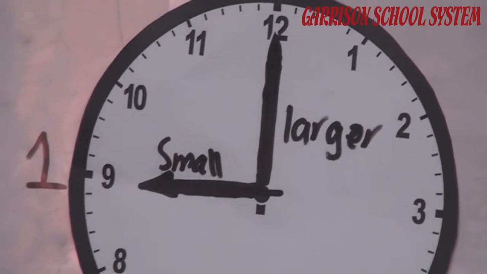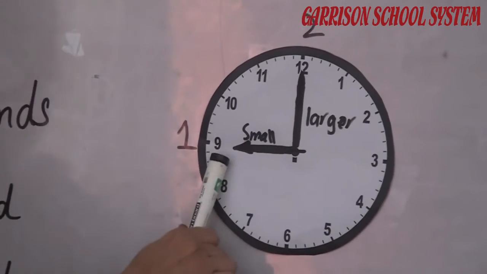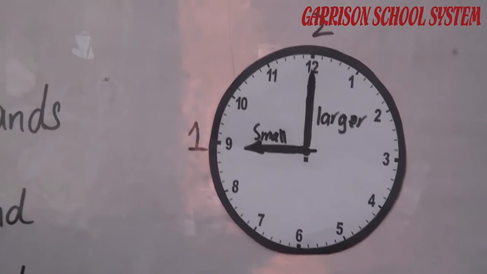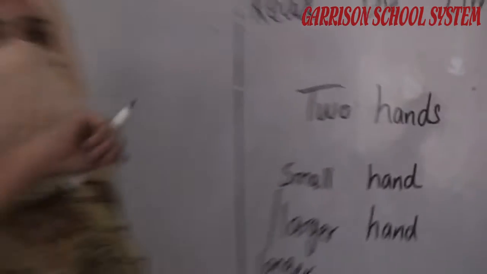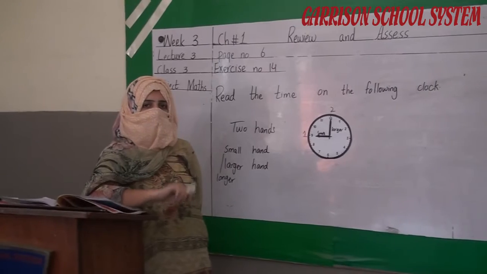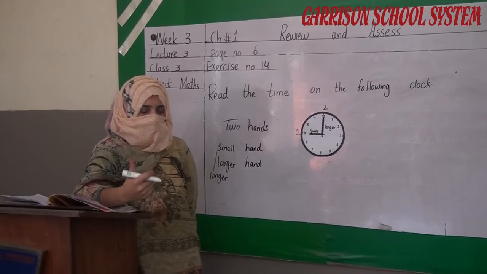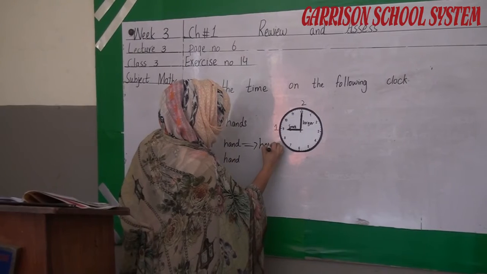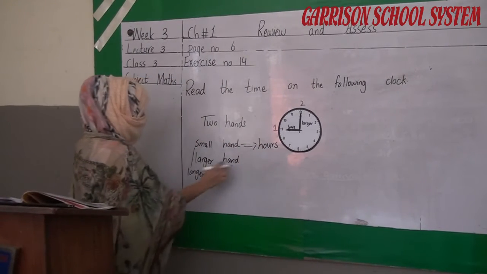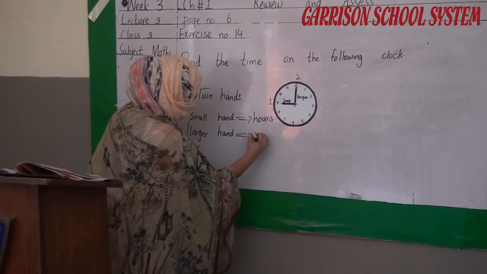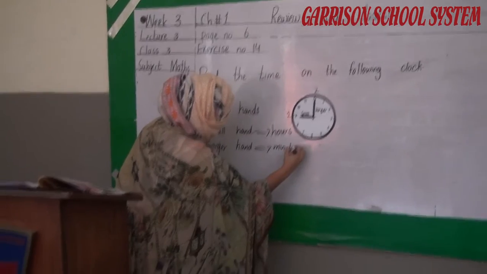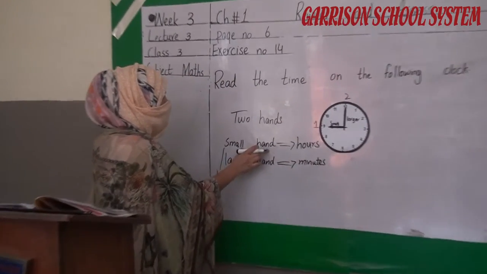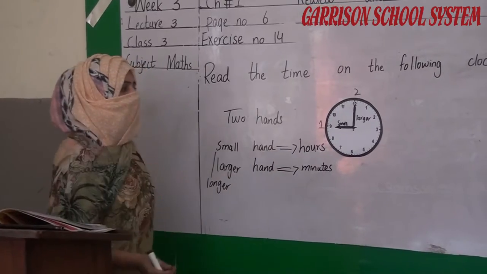Okay. Now I will tell you what is the function of this small hand. What is the function of this larger hand? The small hand shows the hour of the day. The small hand tells us the hour of the day, and the larger hand tells us the minutes. The larger hand tells us minutes. The small hand tells us hours of the day.